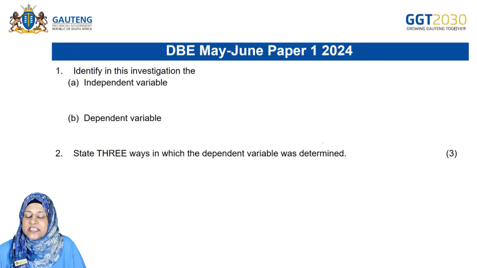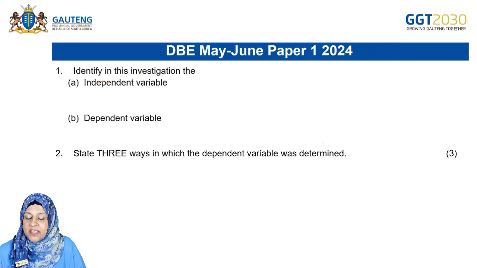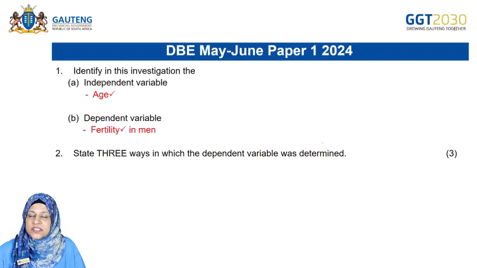Identify the independent variable. Let's go back. They wanted to conduct the investigation to determine the relationship between age and fertility. Okay, so what did we manipulate? We chose men from a certain age group between 16 and 65. So that means that the independent variable was the age. The dependent variable was the fertility, okay, that we have measured.